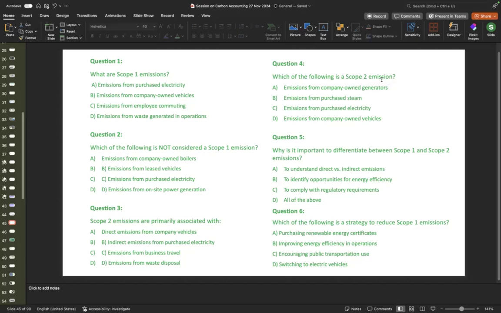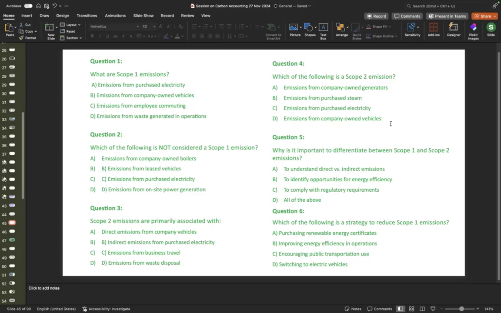So here, how many answers could be possible? 2. B and C. B and C, absolutely. D में किसी को डाउट है? A में किसी को डाउट है? नहीं है ना वो. कंपनी ओन्ड अगर है तो दिस इज अ पार्ट ऑफ स्कोप 1. कोई भी चीज कंपनी ओन्ड है, it will be scope 1. So only B and C is the correct answer.